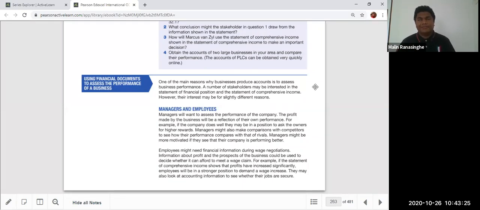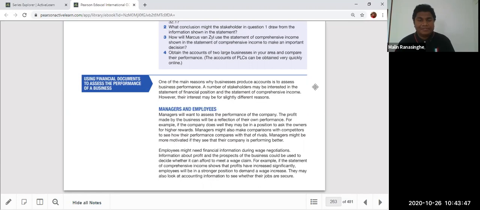Managers and employees we can see in this case as one party, because a manager is also an employee, right? A manager is also an individual who gets a salary from the organization. Employees means other general workers, not the executive level, below them. So managers and employees both are on the payroll of the company. Managers will want to assess the performance of the company because they are the decision makers, the executive people.